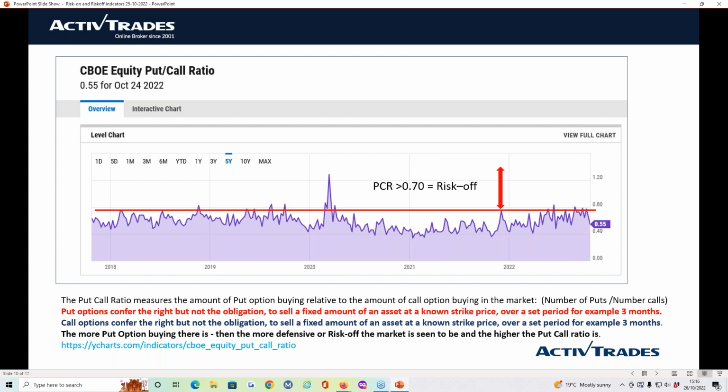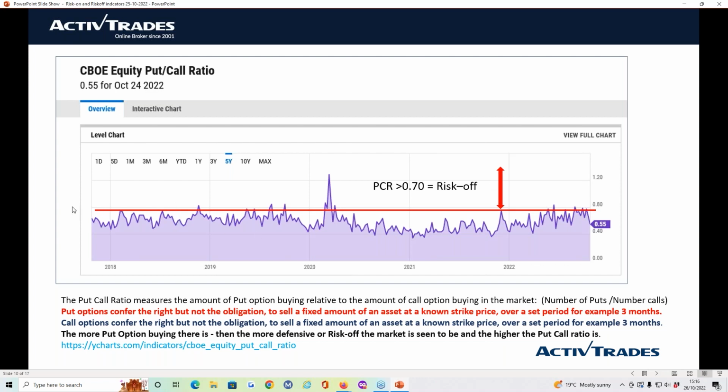The key point about the put-call ratio is that the more put option buying there is, then the more defensive or risk-off the market is seen to be, and the higher the put-call ratio will be. And what that basically means for us in practical terms is that if the put-call ratio is above 70, then the market is very much risk-off.